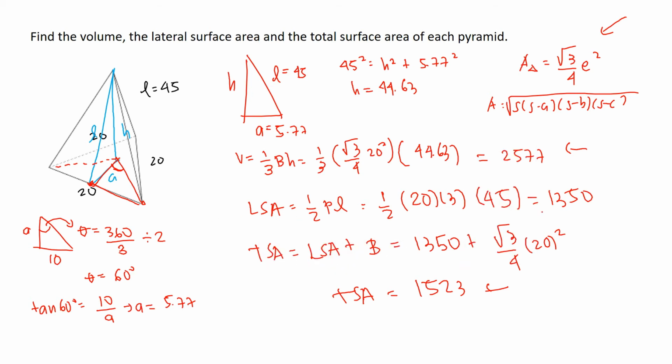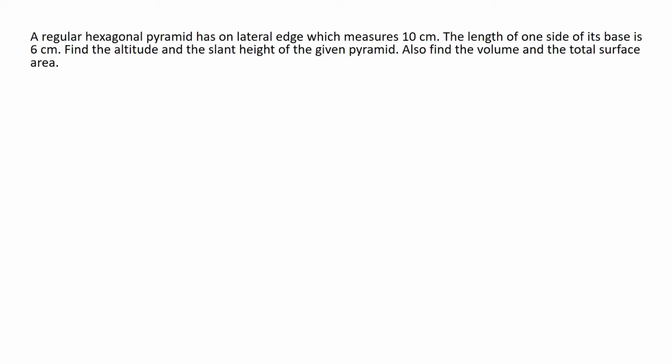Okay. So, last problem for this session. Before we end, this is our last problem. It looks a bit long, not long, but there are many things to find. A regular hexagonal pyramid has one lateral edge which measures 10 centimeters. The length of one side of its base is 6 centimeters. Find the altitude and slant height of the given pyramid, and also find the volume and the total surface area. As you can see, class, we are looking for the altitude, which is the height, the slant height, the volume, and the total surface area.